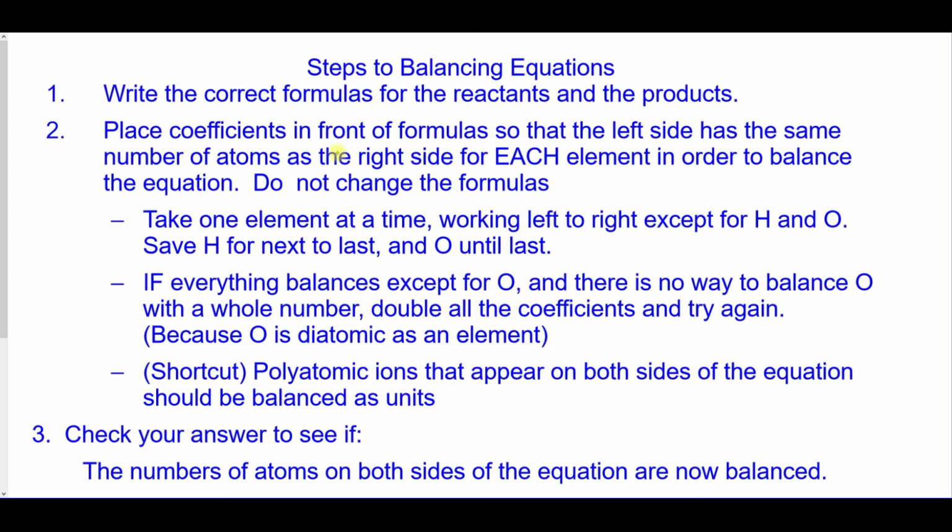The first thing you need to do when you're balancing equations is write the correct formulas for the reactants and the products. That's the very first step. Sometimes if you find you can't balance it, perhaps you wrote the formulas incorrectly. We're going to work each element at a time. You want to do the other atoms, and leave hydrogen and oxygen for last.